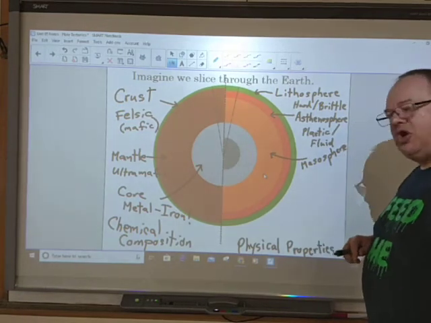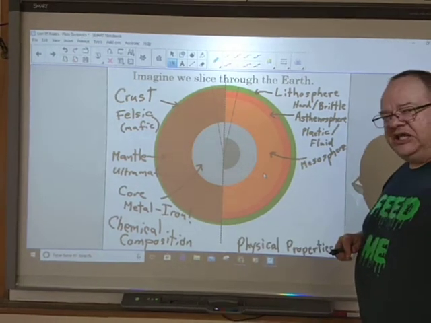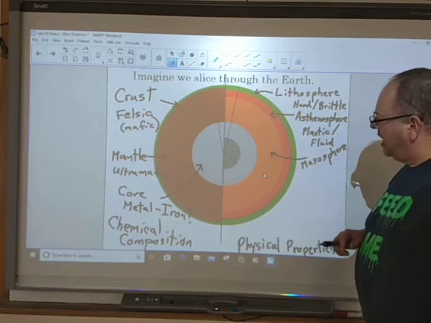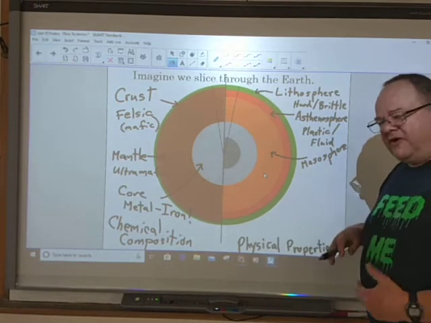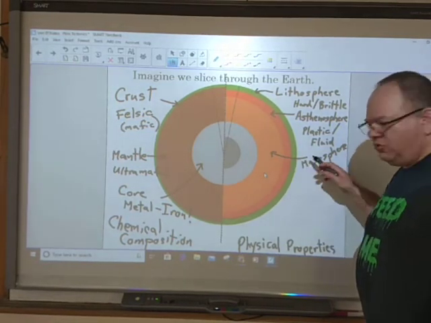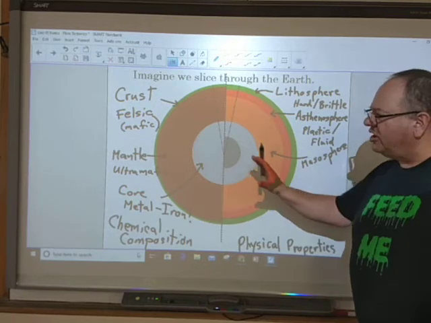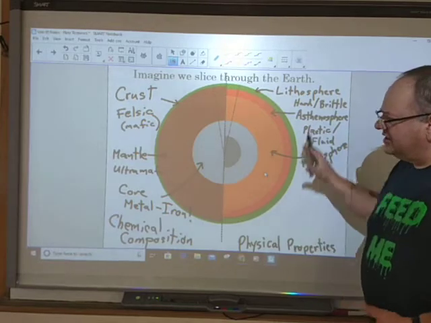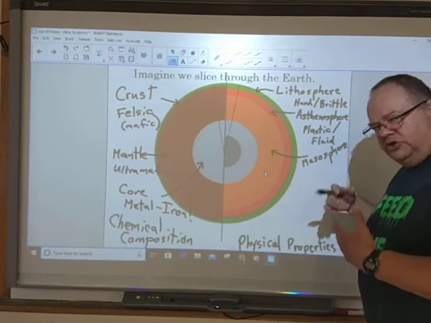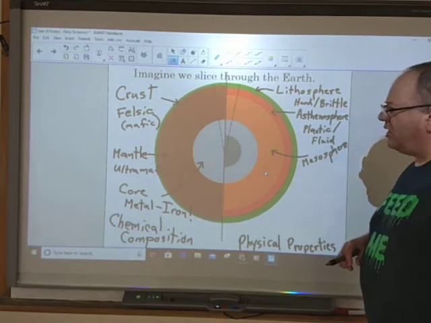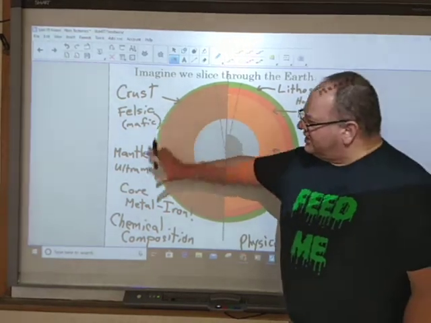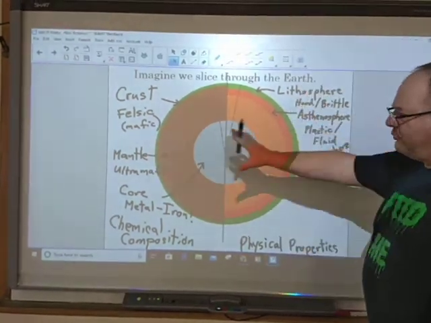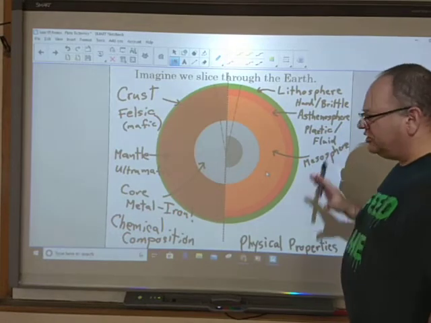Mesosphere, M-E-S-O-S-P-H-E-R-E. When you look at different references, some references don't use the name mesosphere, they just call it the lower mantle. I like the idea of having a different name, and some references do use this word mesosphere, so that we can isolate this side, or separate this side from this side. I'm going to go with that.